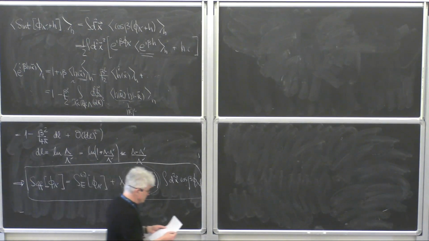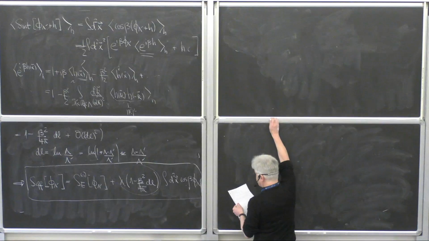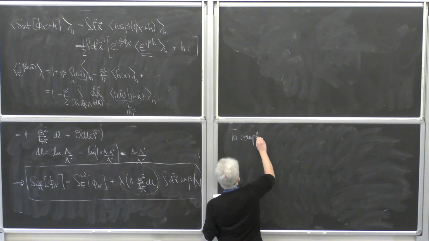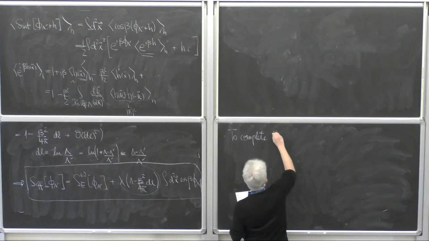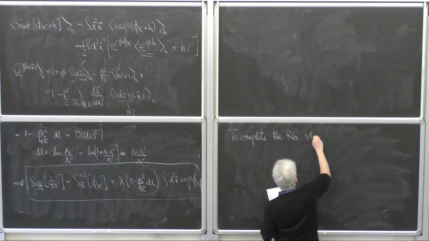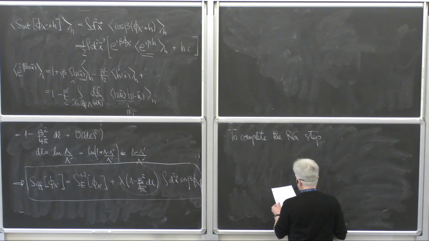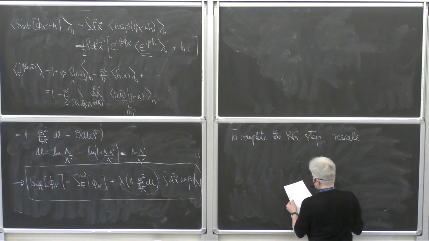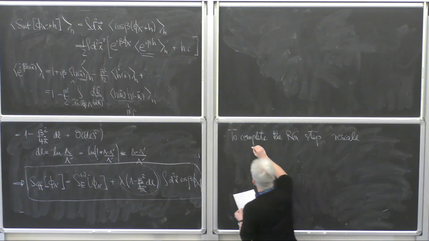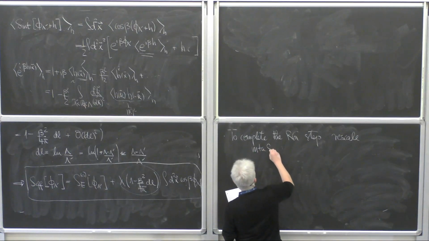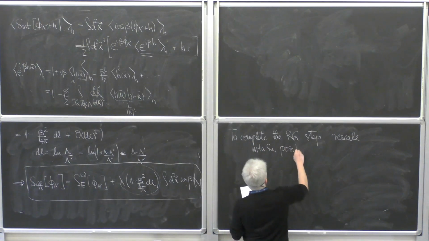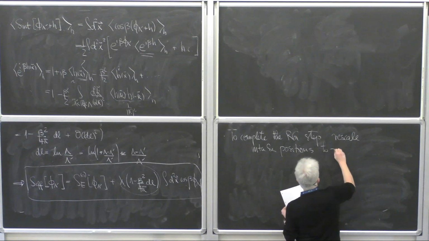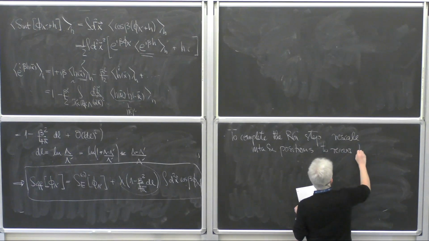Now, to do the RG, so to complete the RG step, we must rescale the momenta and positions to recover the original cutoff.